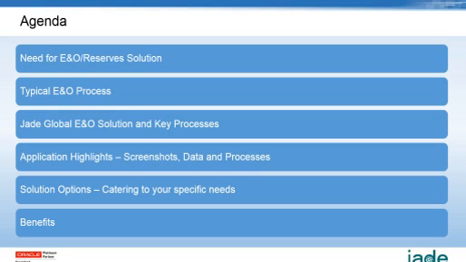And then we will take a look at Jade Global's solution for E&O reserves and the key processes that we include in our solution or in our offering to the clients. Then we will also go over some screenshots of the application to get a glimpse of what that solution looks like. And then we will go over some of the options that companies can use on top of the solution itself, because the solution is basically a core solution, and to make it fit in your organization, we have some options that you can make use of. And then we will look at benefits of using a systemic solution for managing your E&O reserves.